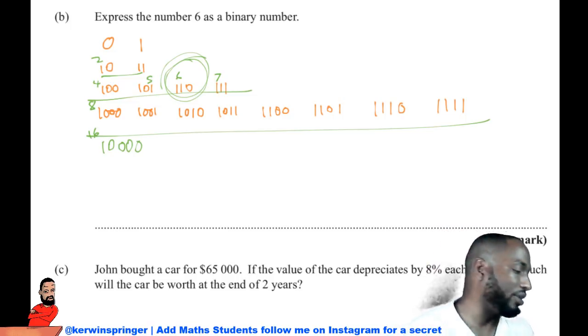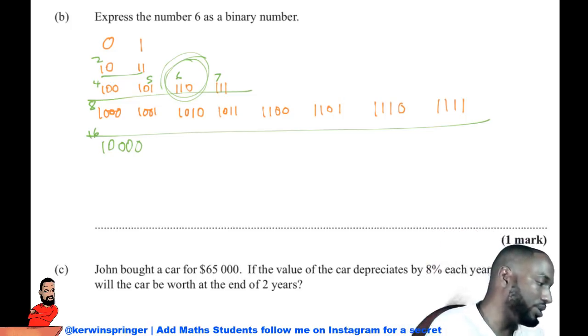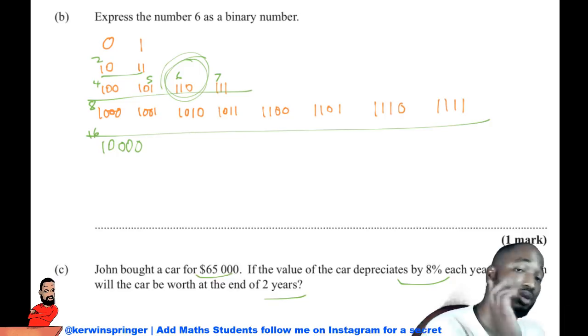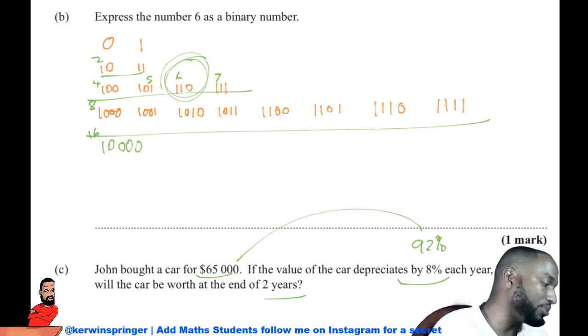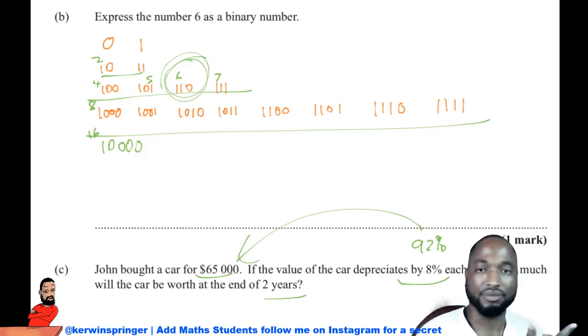So yeah, that's how binary works. Let's finish up. John bought a car for this. The value of the car depreciates 8% each year. How much will it be worth? We did a question like this already. So what you want to do is work out 8% of this, take it away, and then work out 8% again. Or the shortcut that I showed you is that you can assume 92%, since 100 take away 8, so you've got 92% of that, and then you do it again.